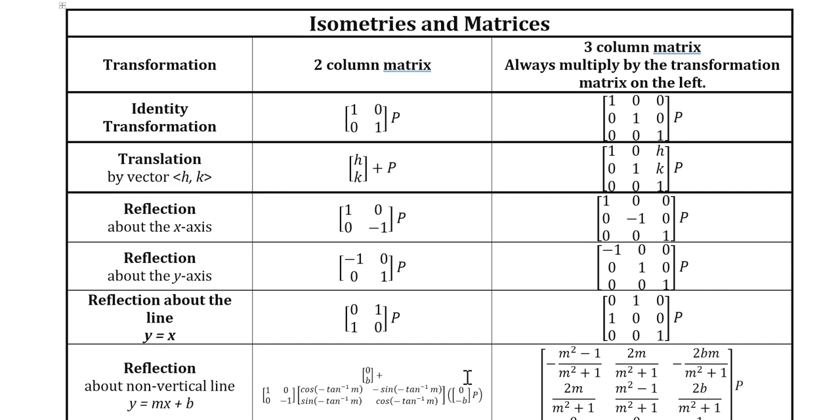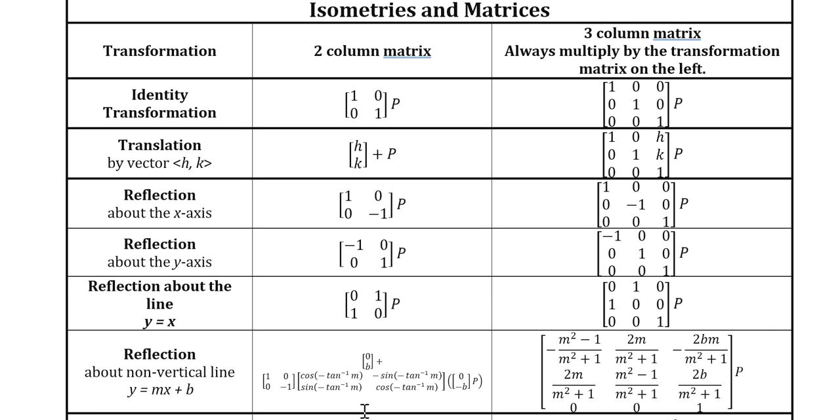Now, a reflection in general about a non-vertical line with slope m, y equals mx plus b, is a little more complicated. One way you can get that is to start with the point matrix, multiply by 0, negative b. Then multiply by this matrix here, cosine of the opposite of the inverse tangent of the slope, and this is the opposite of the sine of the inverse tangent of the slope, and so forth. Then multiply by 1, 0, 0, negative 1, and then add 0, b.